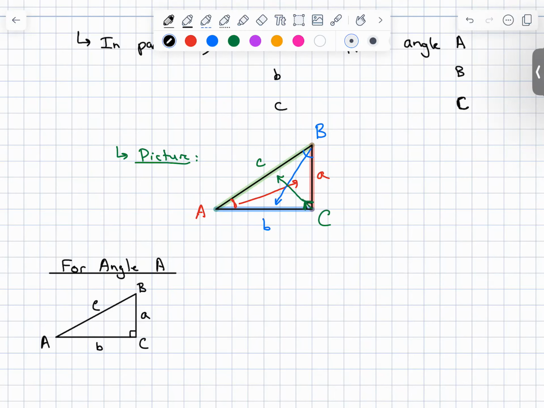So for angle A, this is the opposite side. This is the hypotenuse. And b is what we call the adjacent side, because it is right next to it. Does that make sense? So the hypotenuse is always the hypotenuse, no matter what. But the legs are the ones that can be adjacent or opposite.